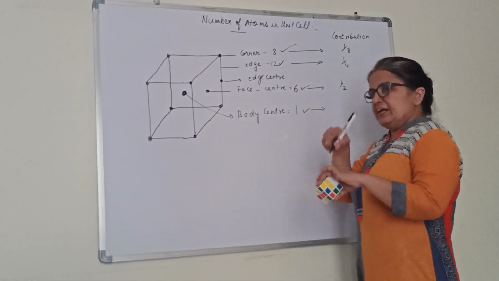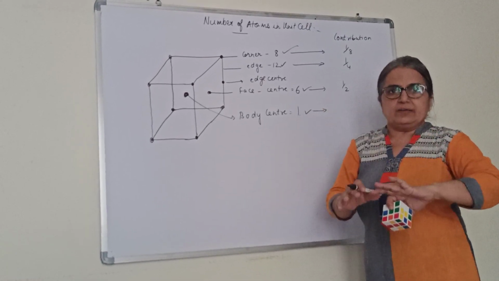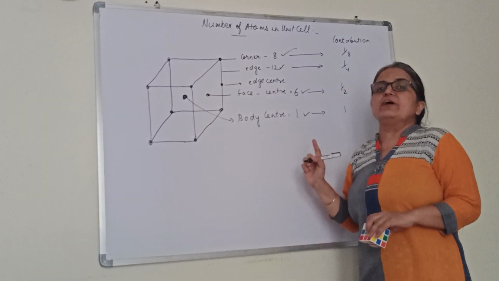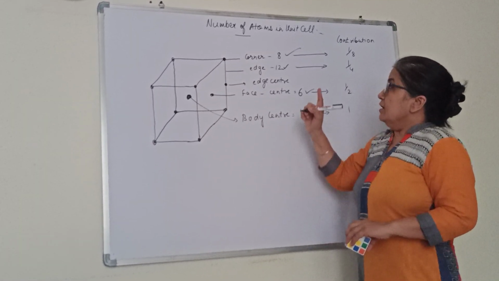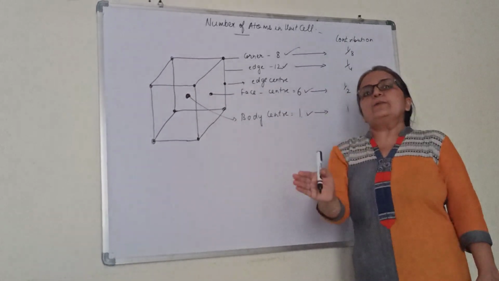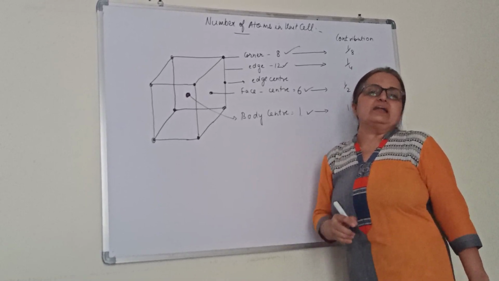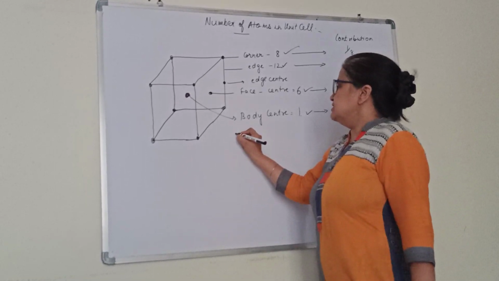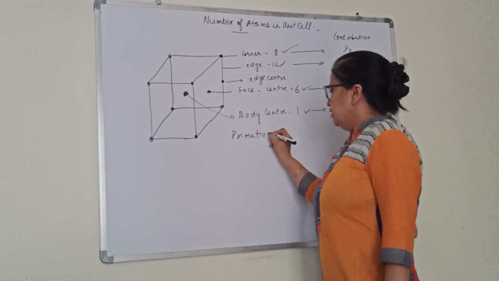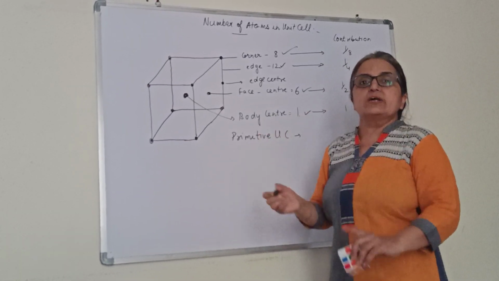And if it is at the center of the body, one unit cell gets a complete particle or complete atom. So its contribution is 1. This will help us in finding the formula. Now we will see these contributions in the 4 types of unit cell. How many effective particles are present? If I say primitive, I hope you remember what primitive is. A primitive unit cell is one in which all corners are occupied.